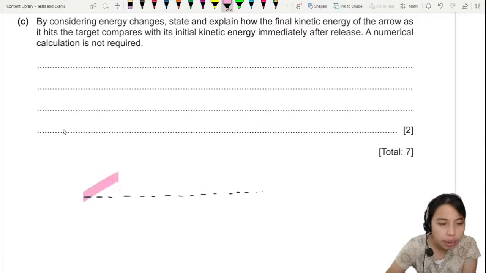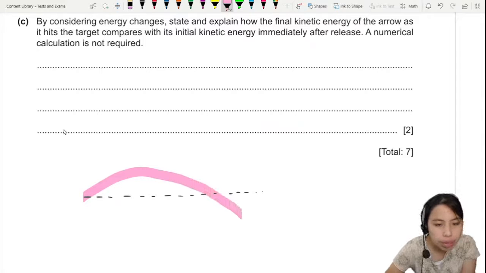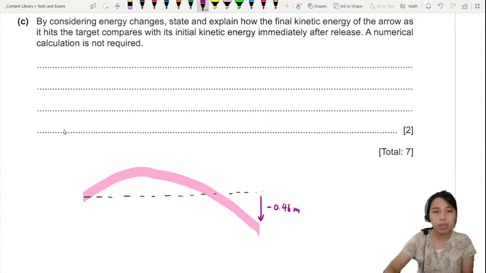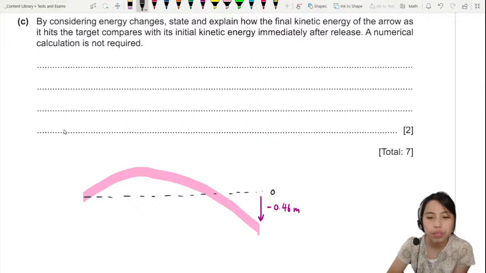I launch the arrow. Goes up. Goes down a little bit below. So just now we calculated that this one goes below 0.46 meters. Negative just means below the initial position of 0. Displacement 0.